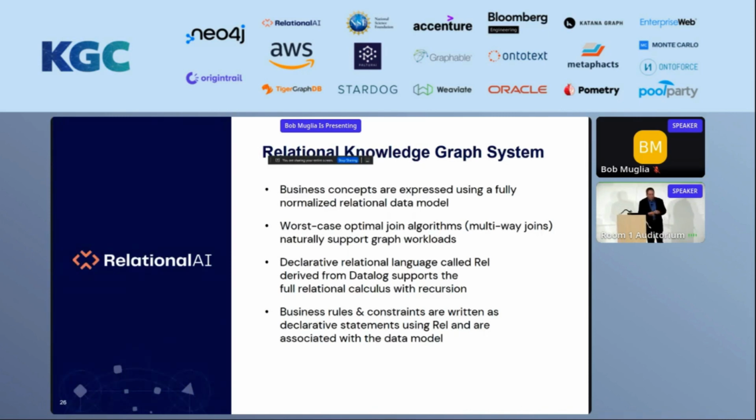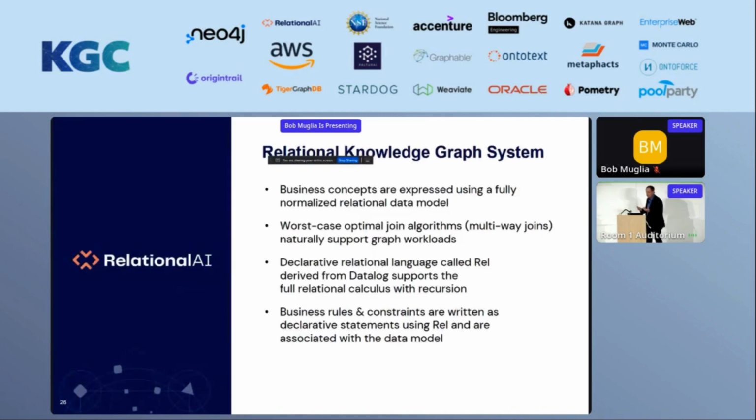A new language, we call it REL. It's a declarative language. It's based on Datalog. It supports the full relational calculus plus recursion. So within the domain of what you're working on, you have the full expressibility of everything you need to do to build these data apps. So it's everything you need.